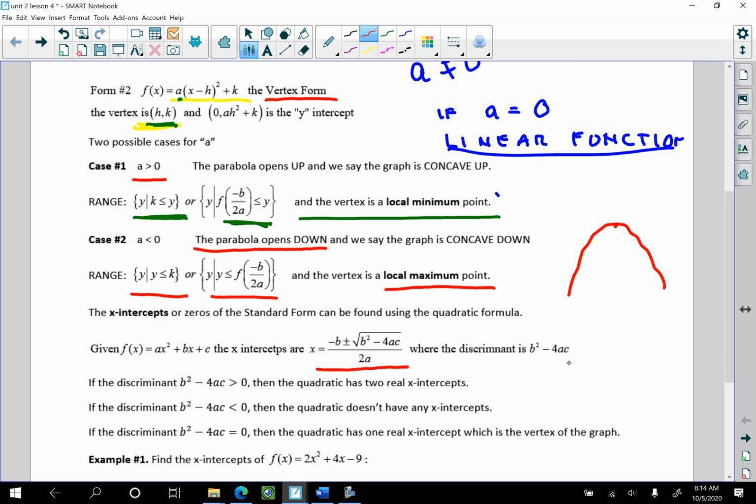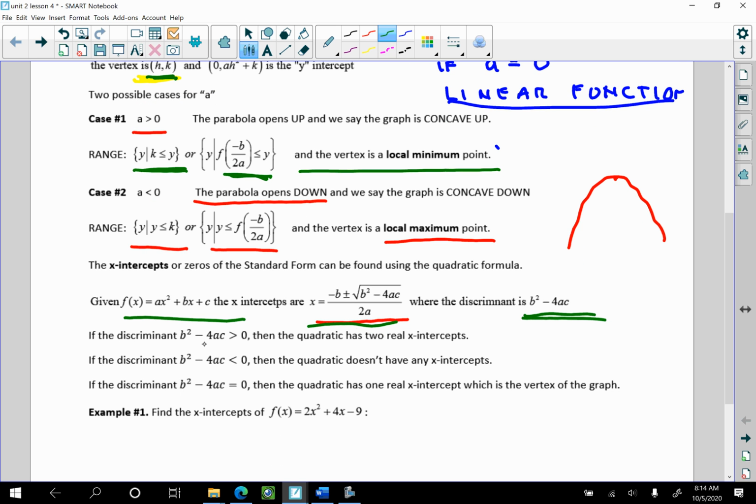This is the discriminant of the quadratic formula because it discriminates, it tells us the nature of the graph. This is going to be very important as well. If I'm in standard form, these are the x-intercepts. The discriminant is b squared minus 4ac. And we know if this part inside the square root is greater than 0, then the quadratic has 2 real x-intercepts.